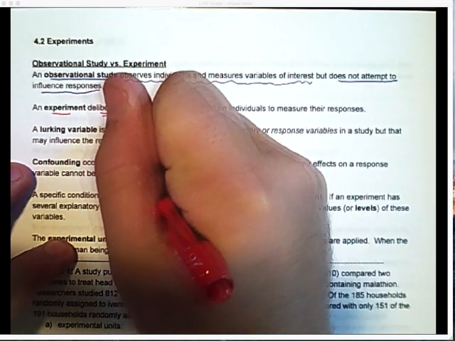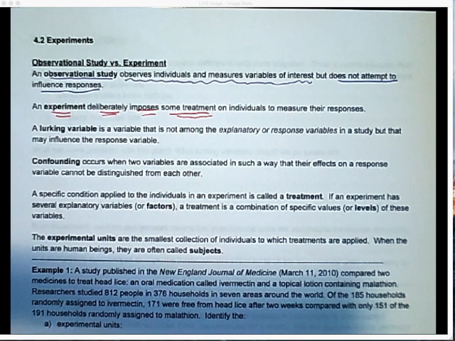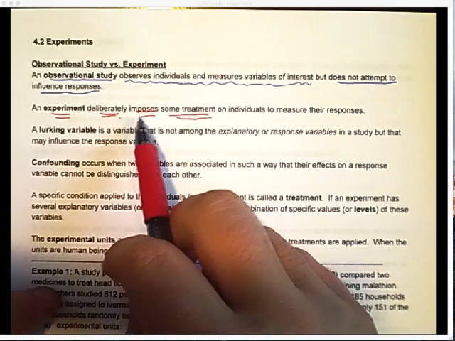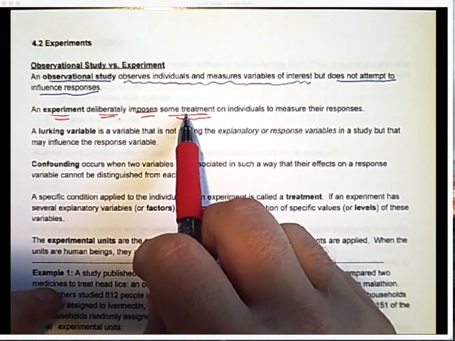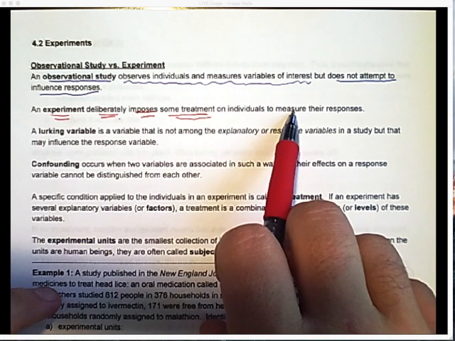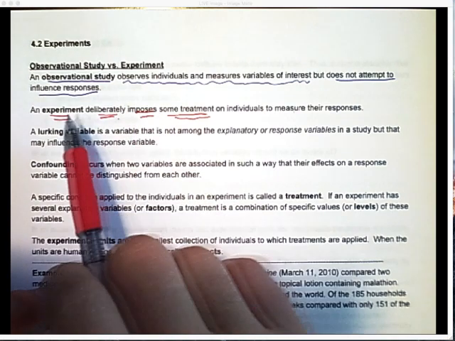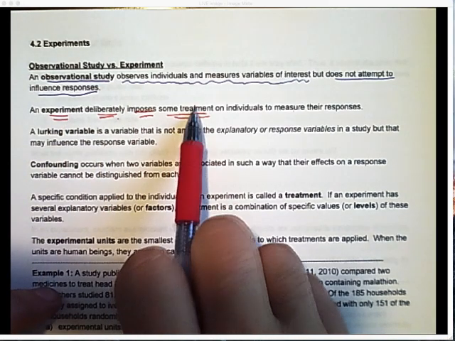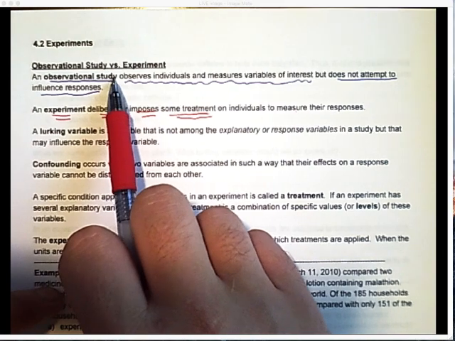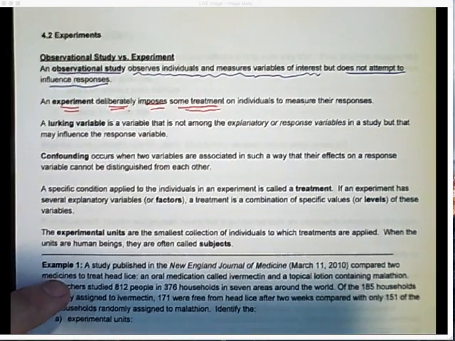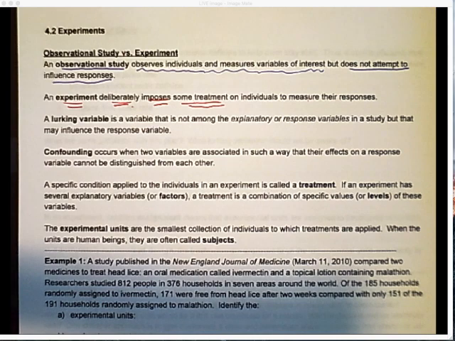Experiments often involve medicine, where we give one group a sugar pill called a placebo, and we give another group the pill with the actual medicine. There we're deliberately imposing some treatment on an individual, and then we measure, for instance, their drop in cholesterol. So the difference between the two: an experiment imposes a treatment, an observational study does not. That's the difference.